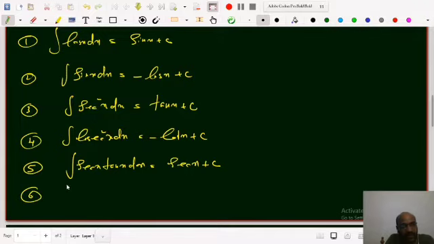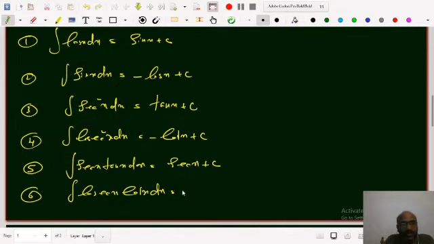Okay. Now, the sixth one. Integration of cosec x into cot x dx. We know that the derivative of cosec x equals minus cosec x into cot x. Therefore, the derivative of minus cosec x equals cosec x into cot x.